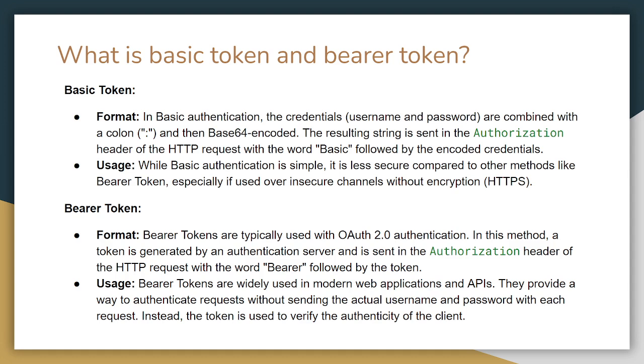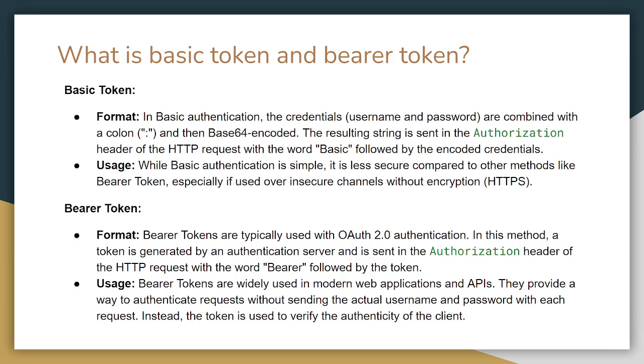Okay. Next is bearer token. Bearer tokens are typically used in OAuth 2.0 authentication. In this method, a token is generated by an authentication server and is sent in the Authorization header of the HTTP requests, with the word Bearer followed by the token. Bearer tokens are widely used in modern web applications and APIs. They provide a way to authenticate requests without sending the actual username and password with each request. Instead, the token is used to verify the authenticity of the client.